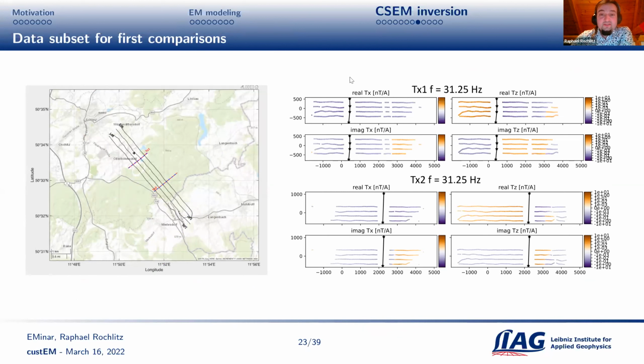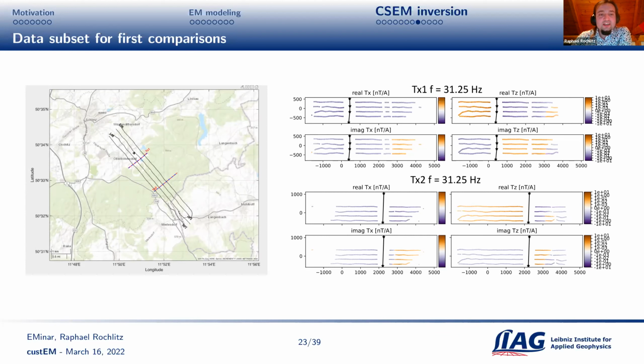So these are transfer functions, the magnetic field scaled by the source current of our transmitters. We look at the frequency of 31 Hertz here. So this is the second lowest frequency I think we invert for. And these are the data for the transmitter 1. So for this one, and down here we have the data for the transmitter 2. On the left-hand side, we have an X component.